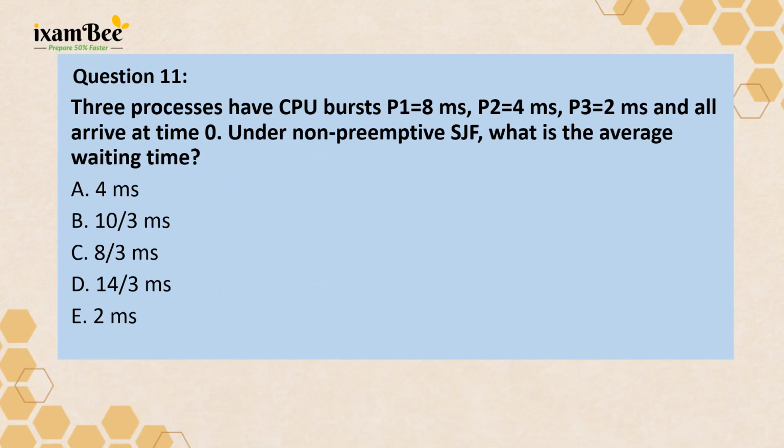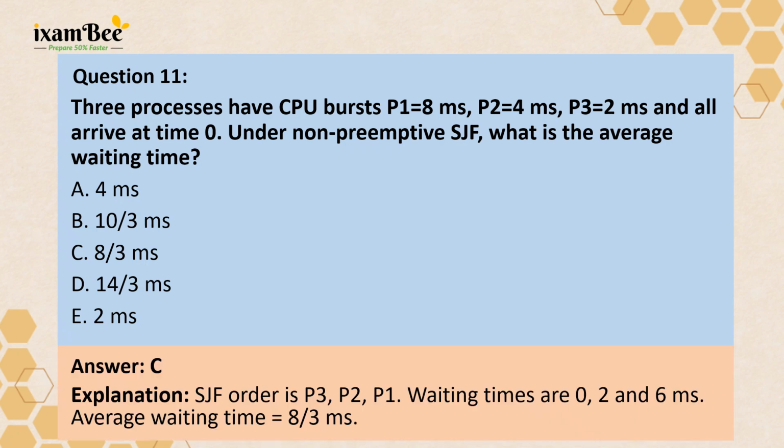Now in question number 11, three processes have CPU burst. P1 is equal to 8 milliseconds, P2 is equal to 4 milliseconds, and P3 equal to 2 milliseconds, and all arrive at time 0. Under non-preemptive SJF, what is the average waiting time? The correct answer here is C, which is 8 by 3 milliseconds.